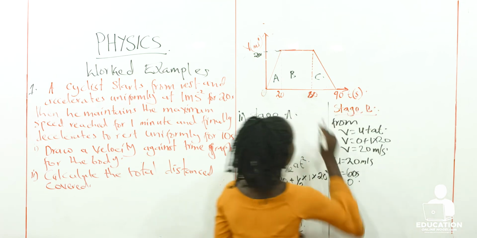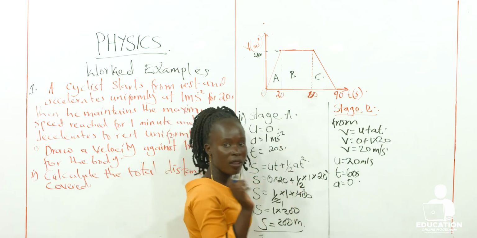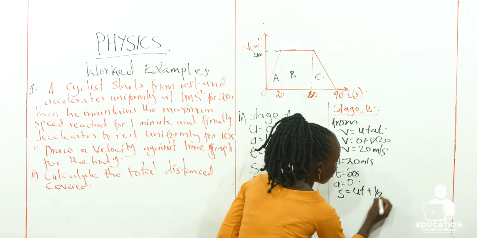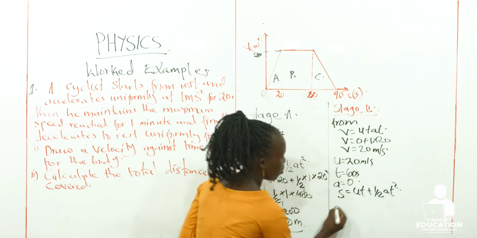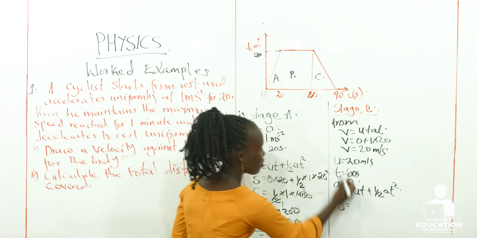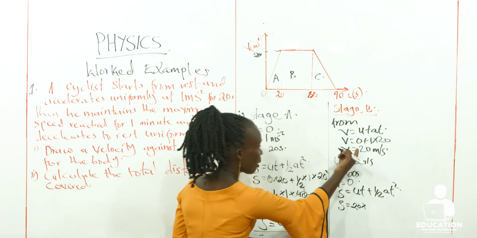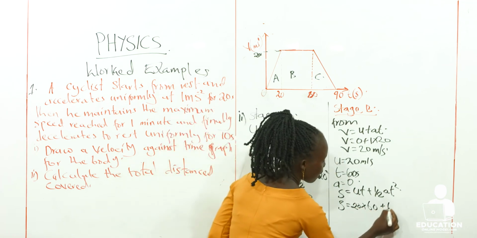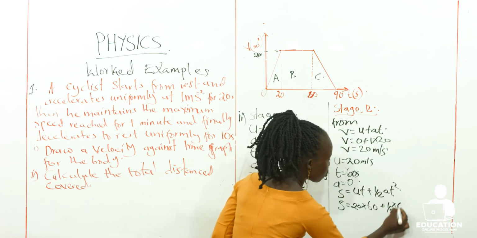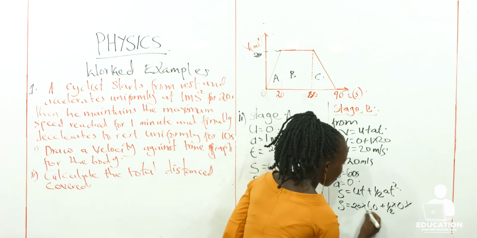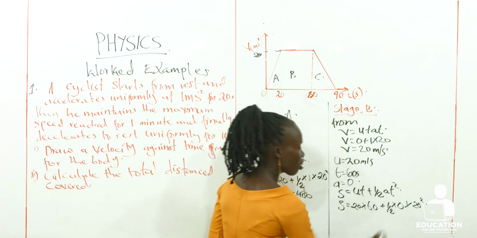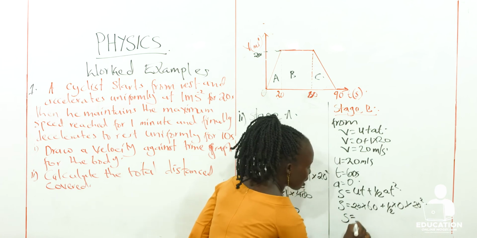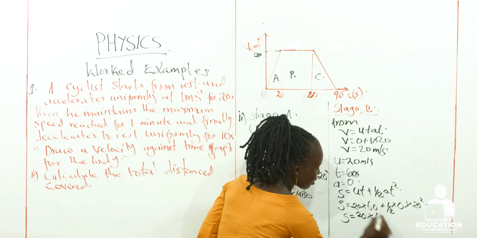So to find the distance covered when the body was moving with the uniform velocity, we shall have our S is equal to UT plus a half AT squared. So we have our S is equal to, our U this time is 20, times our time for the body to move is 60, plus a half. Our acceleration at uniform velocity is 0, and then our time is 20 squared. So this 0 cancels the whole of that out. So our distance is equal to 20 times 60.